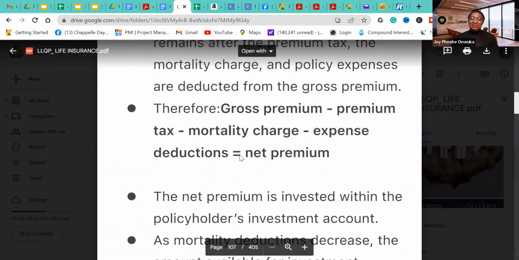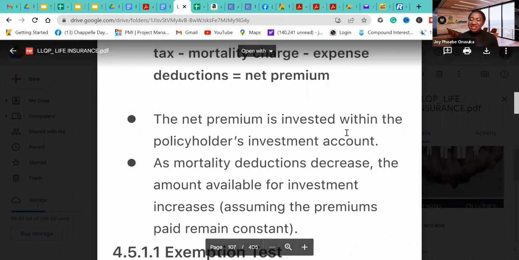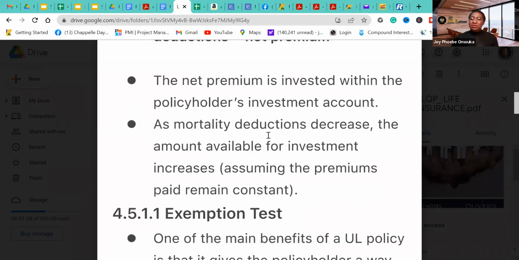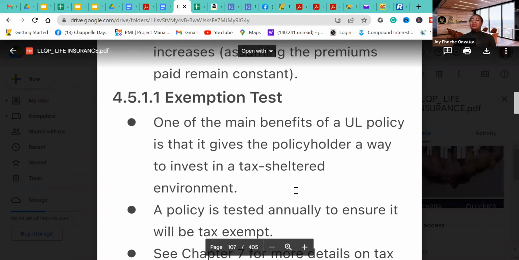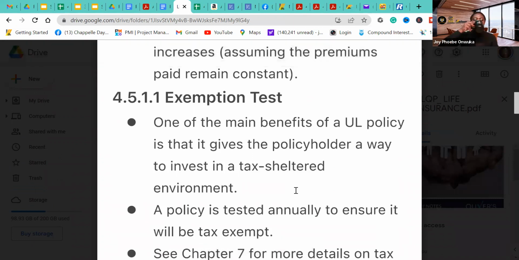All right. Now, the net premium is invested in the policyholder's investment account. As mortality deductions decrease, the amount available for investment increases, assuming the premium paid remains constant. Okay.